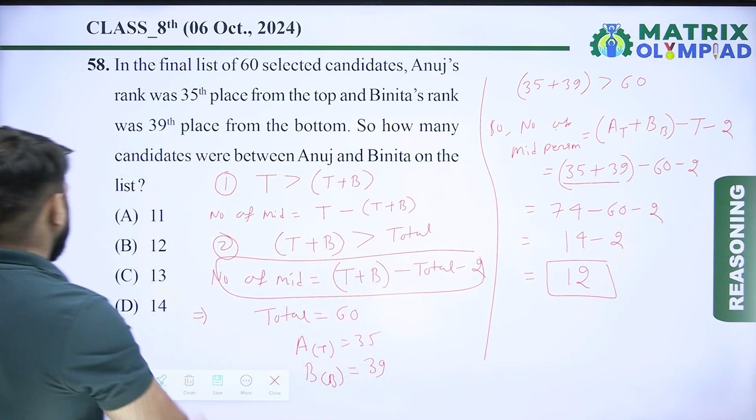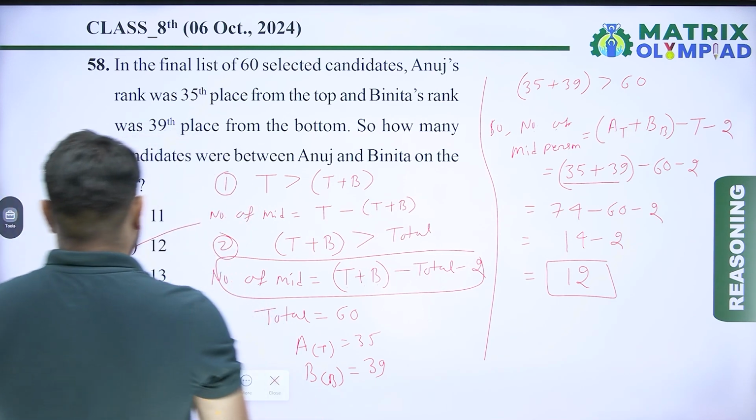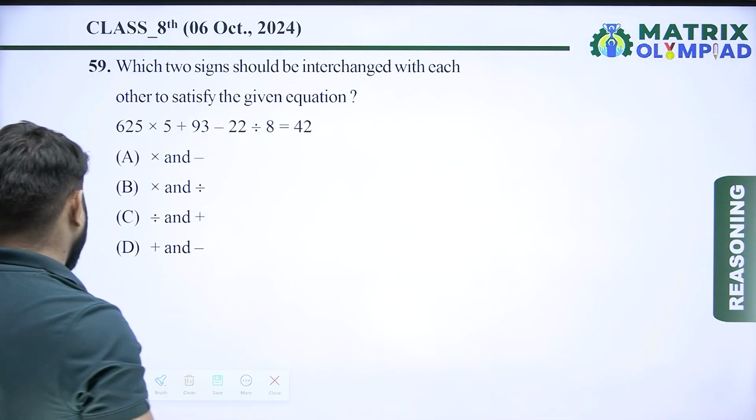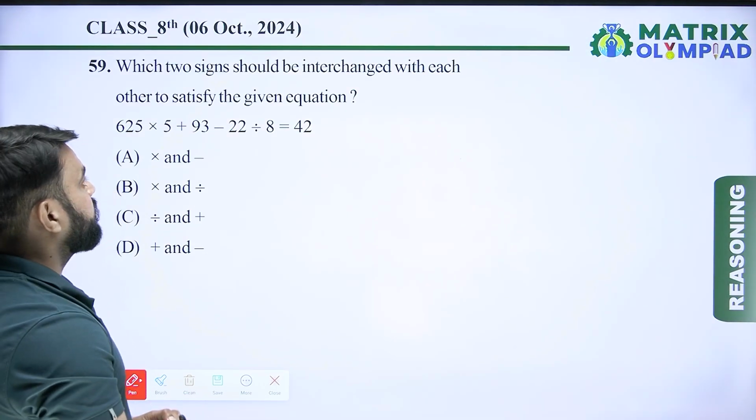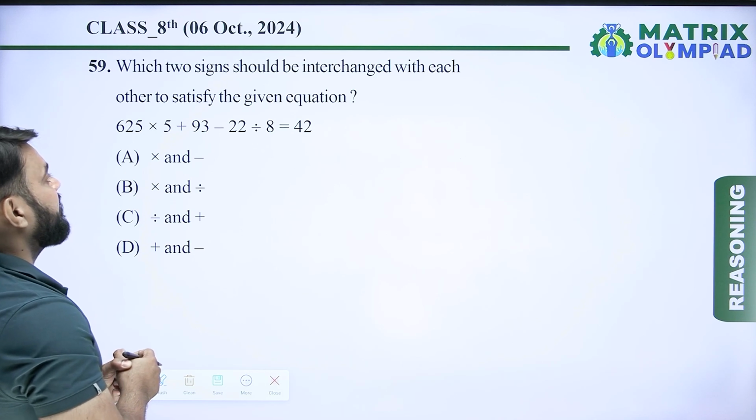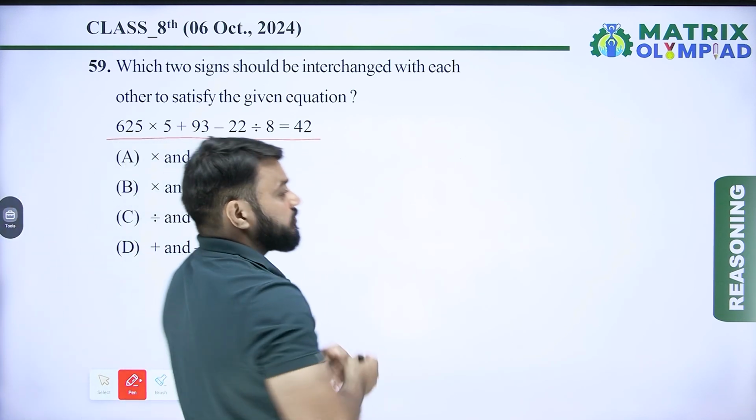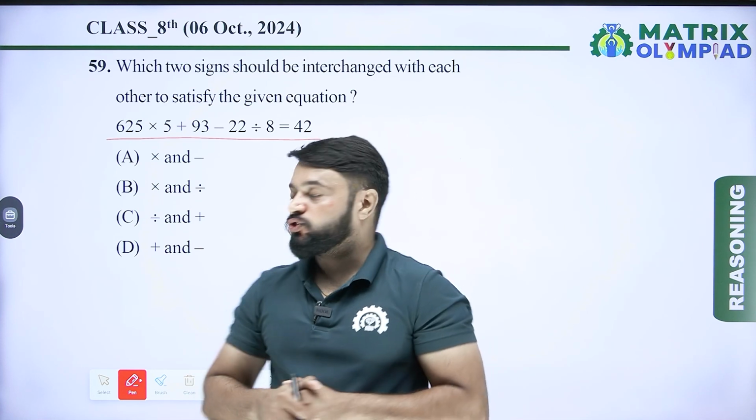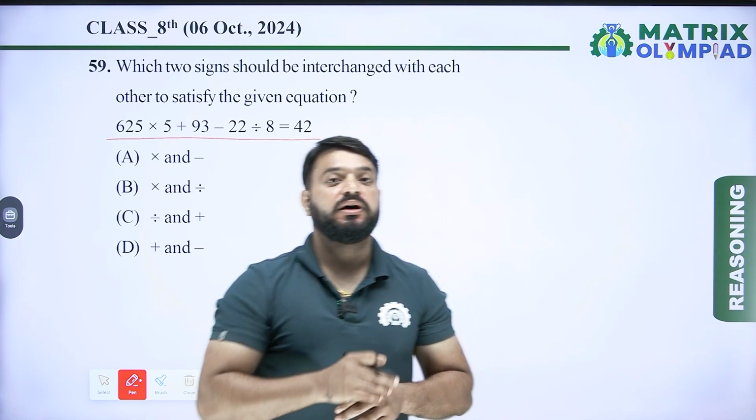So here option B is the correct answer of this question. Let's move on to the next question. Now the next question is question number 59. Which two signs should be interchanged with each other to satisfy the given equation? In this question, put the options into the equation one by one and check which one follows correctly.